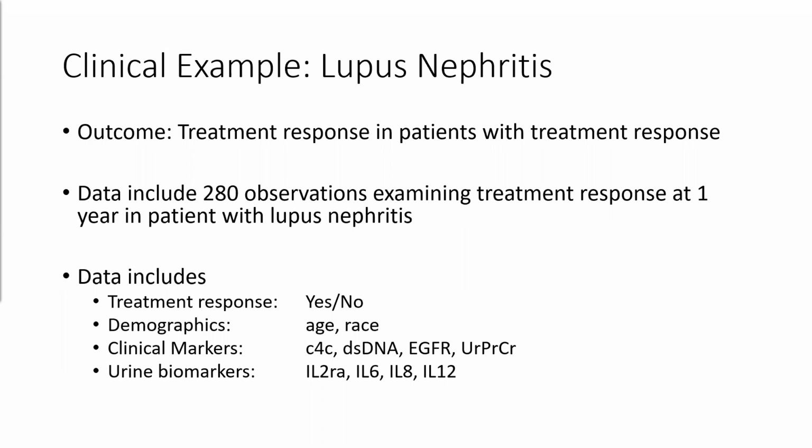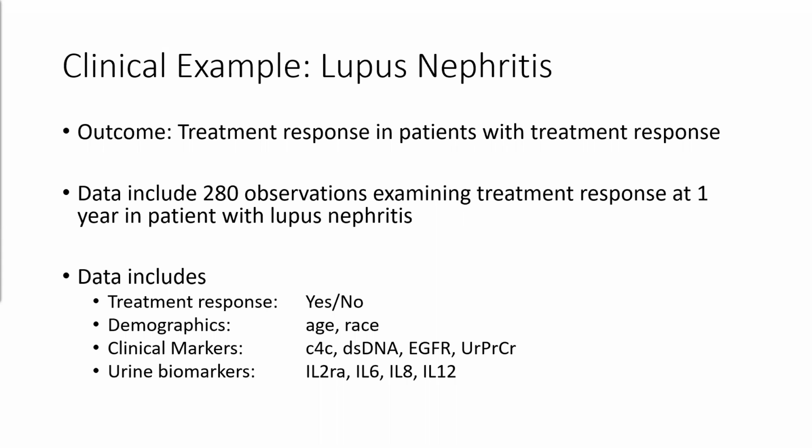So the data itself, it's a relatively small data set, which makes it a little bit easier to present for what we're talking about today. But of course, we have treatment response, yes, no, and that's our outcome. We have demographic variables, age and race. These are lupus patients, so they're predominantly female. So we don't actually have sex because this is an entirely female population.